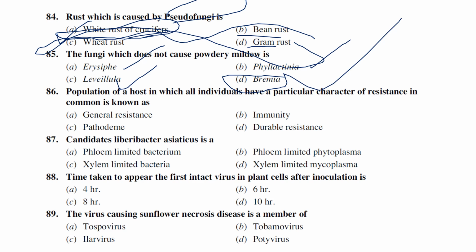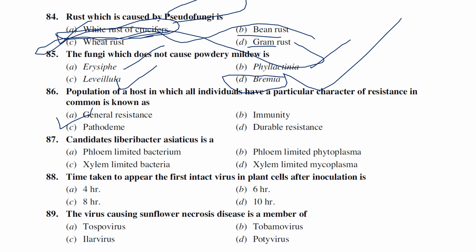Okay, population of a host in which all individuals have a particular character of resistance is commonly known as general resistance. In general resistance, all individuals have the particular kind of characters. Candidatus Liberibacter asiaticus causes citrus greening, which we used to call huanglongbing, right? So this is actually a phloem limited bacterium, not xylem limited bacteria or xylem limited mycoplasma.